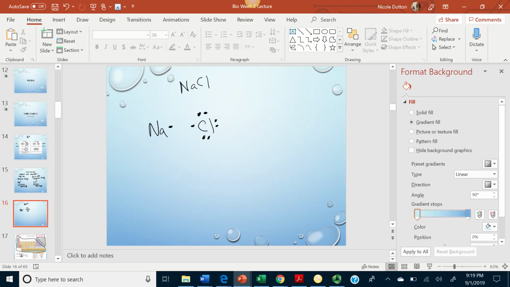So this one wants to get married. This one is single, so that one wants to go over here and become married. So we're going to give up this electron, bring it over here. Sodium just lost its electron, and we put brackets around it and make it a +1 or a 1+. The chloride ion just gained that electron, so it took something from sodium.